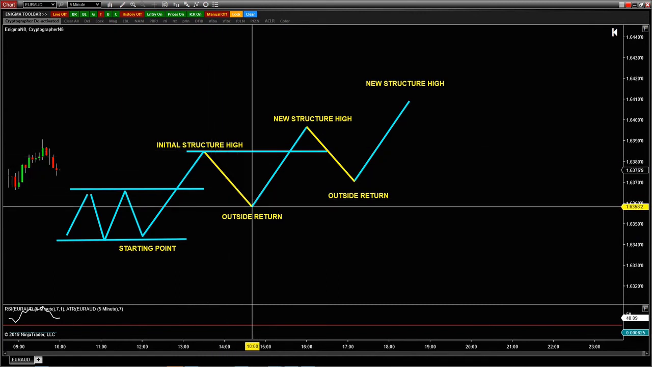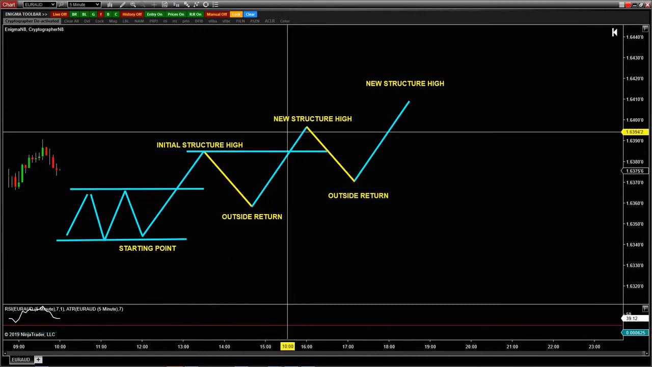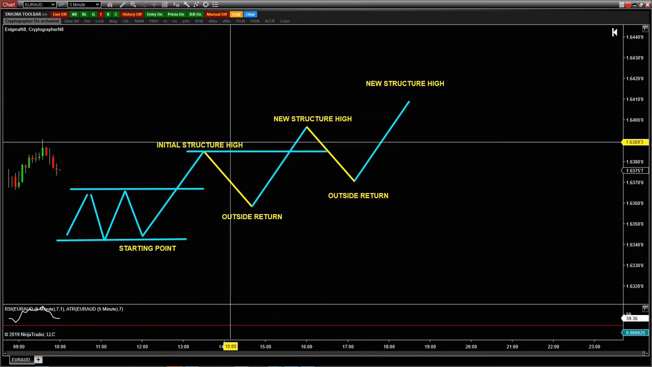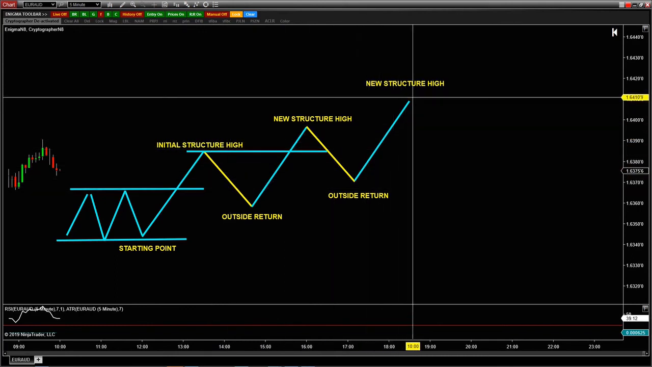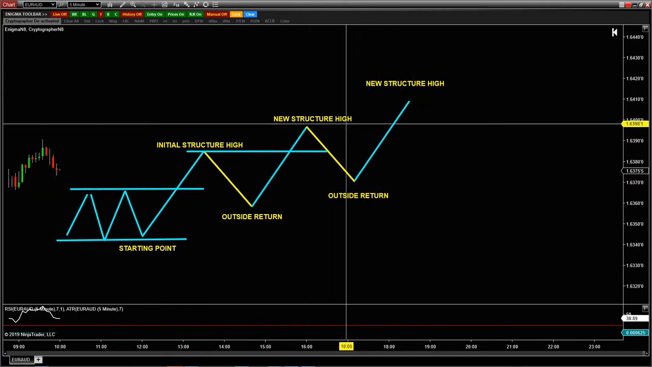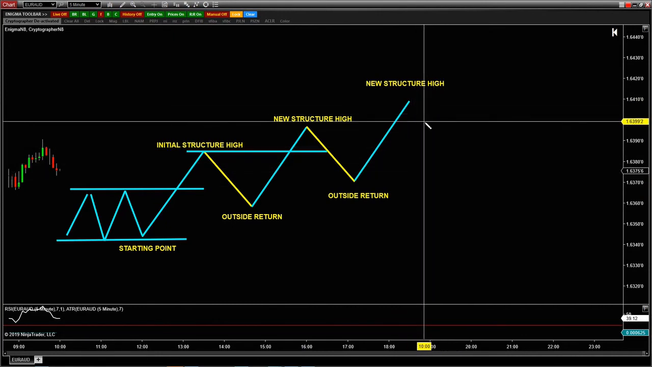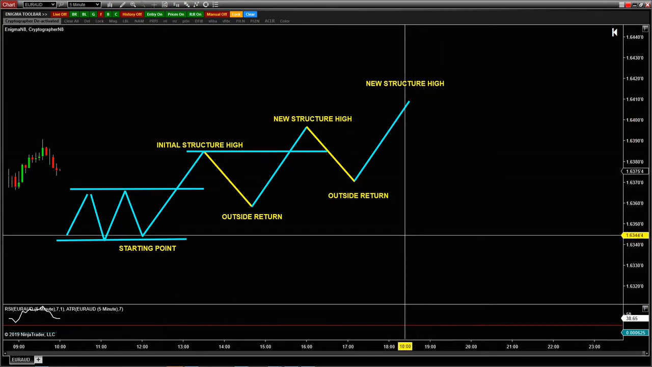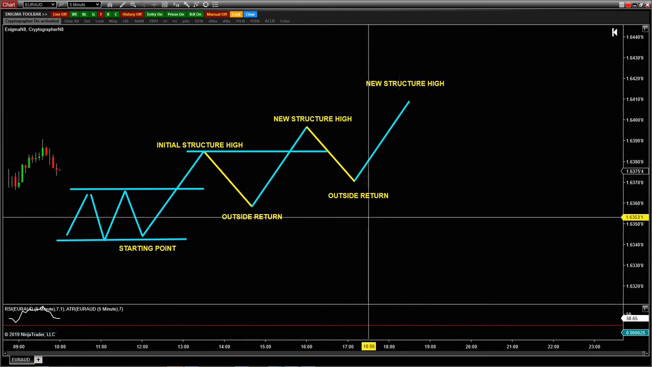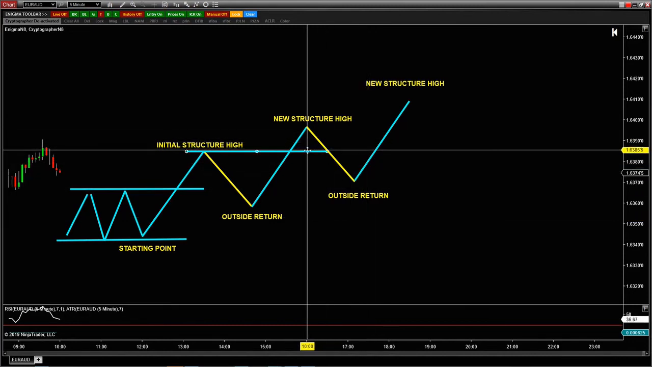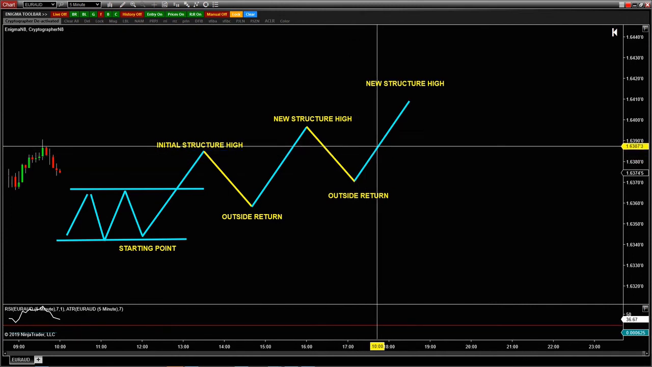Initial structure high, outside return. New structure high, violating our previous initial structure high, outside return. New structure high, violating our previous new structure high. Then after this would be an outside return, and this keeps happening until the trend is over. So there are two important parts that you need to pay attention to in this type of concept.